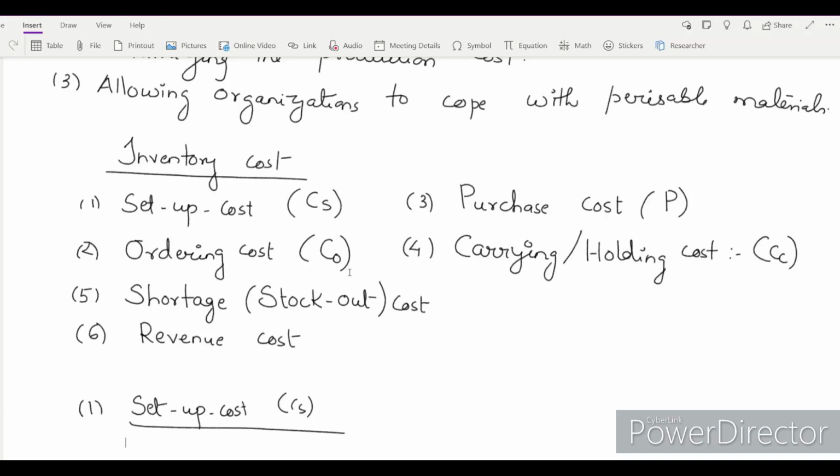Whatever items you have stored in your inventory, people used to insure them. Suppose there is a fire hazard. So what will happen? There will be huge loss. So insurance, you have to do the insurance. You have to pay money to the insurance company.